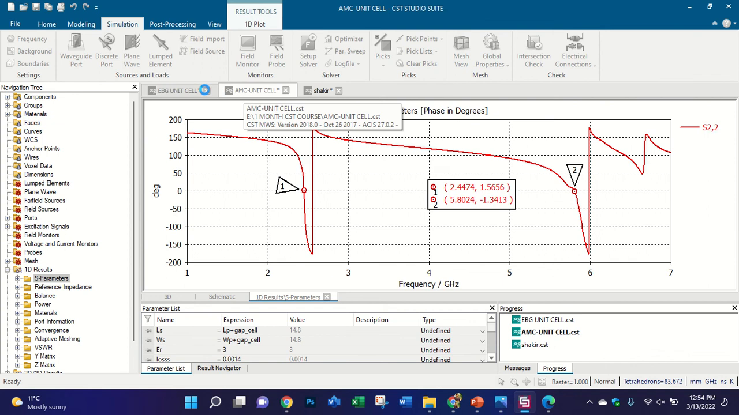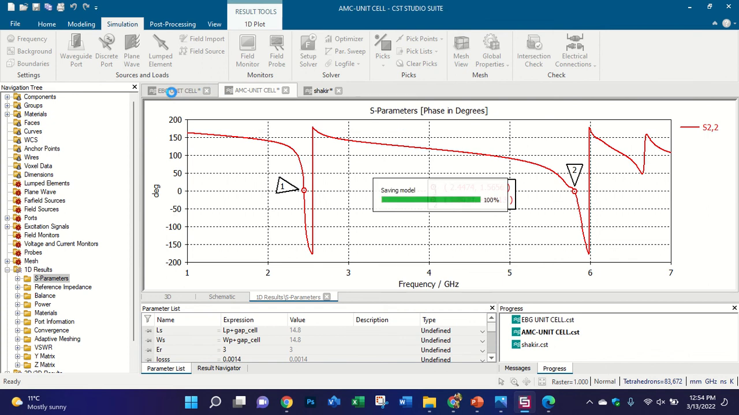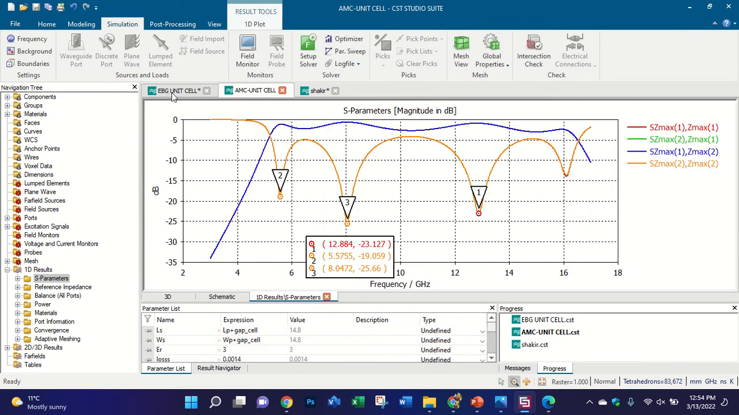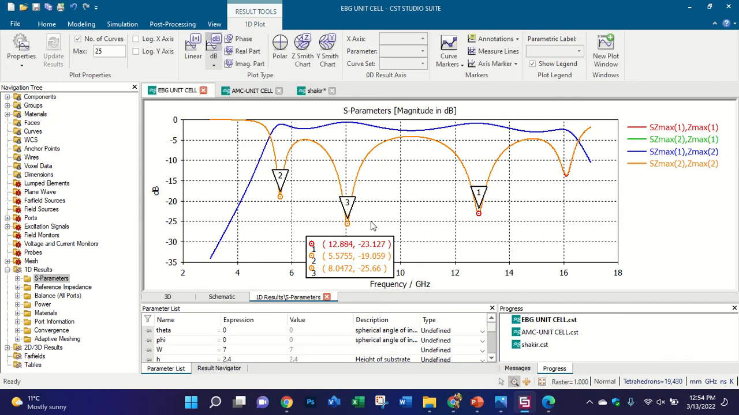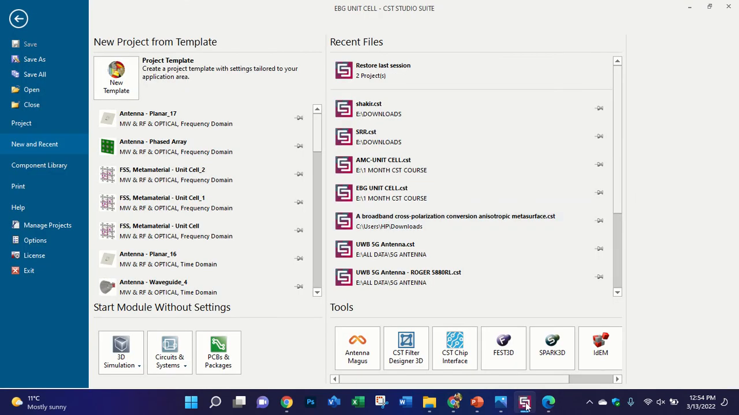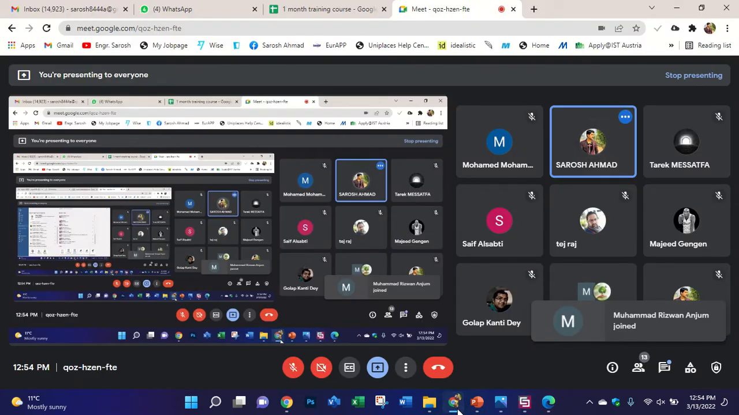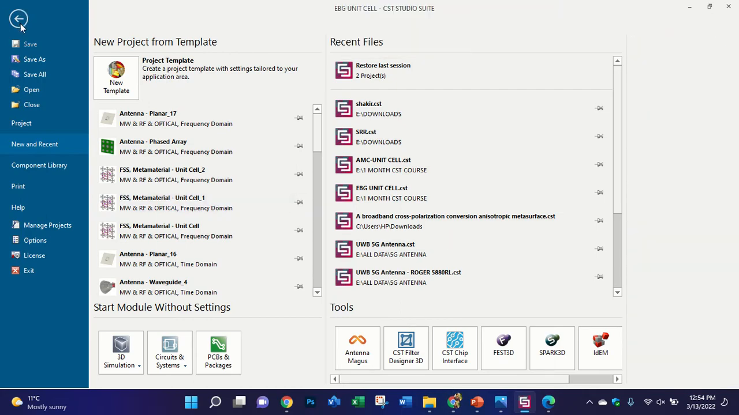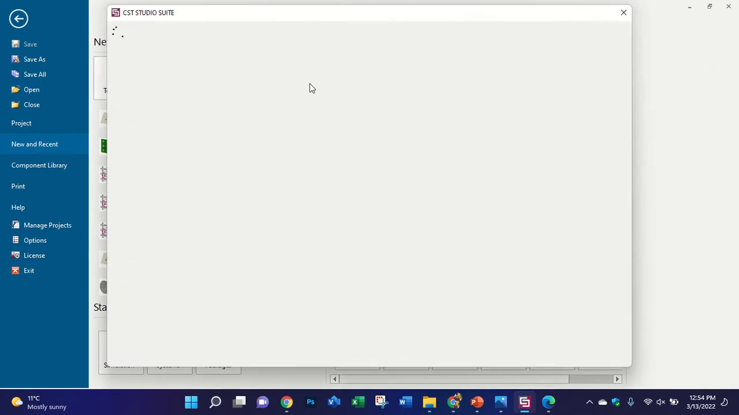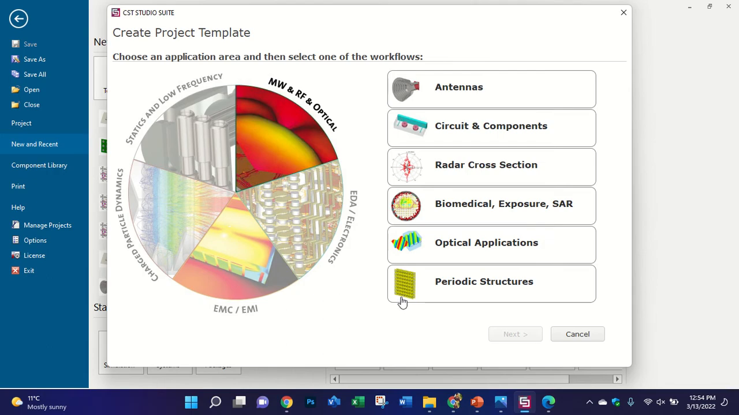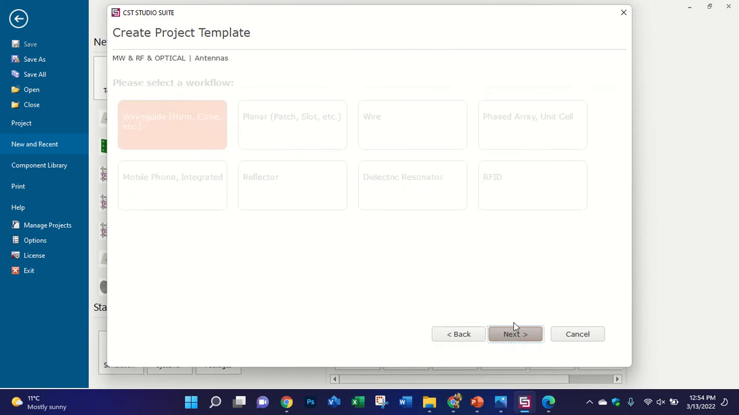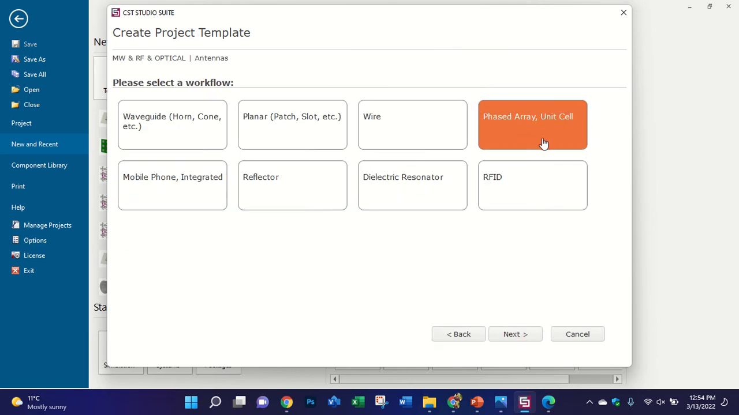So I will share these files with you, and also we learn how we can draw these types of unit cells. So let's start with this one, and we also try to keep this unit cell behind the antenna to show you how we can keep the unit cell. There are many ways to design the EBG or whatever you want, like we can also select this one.